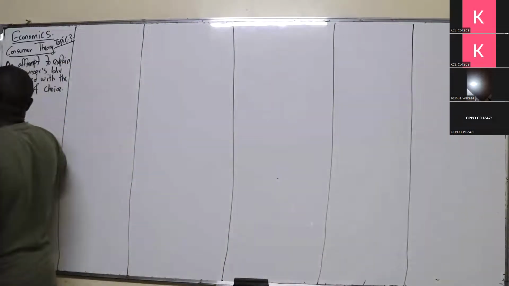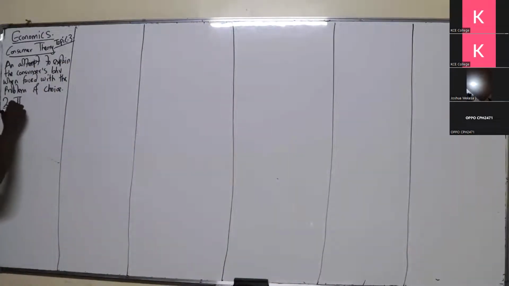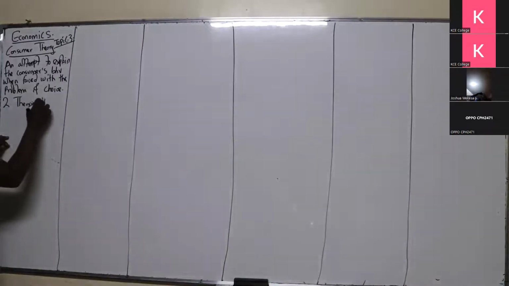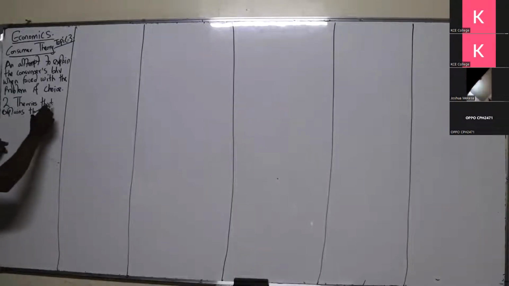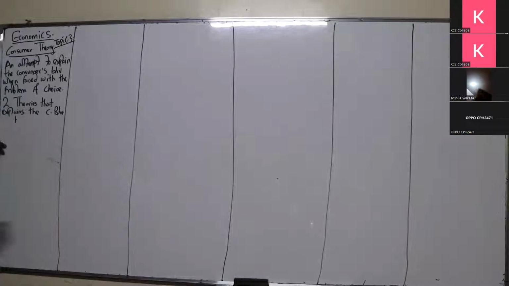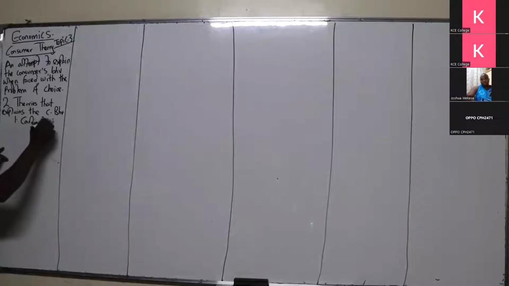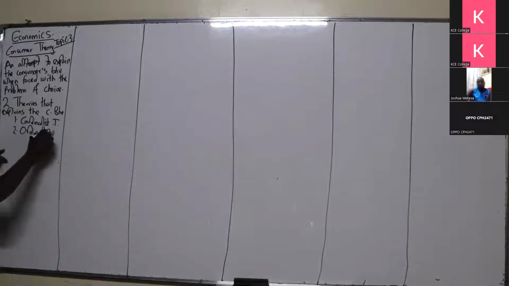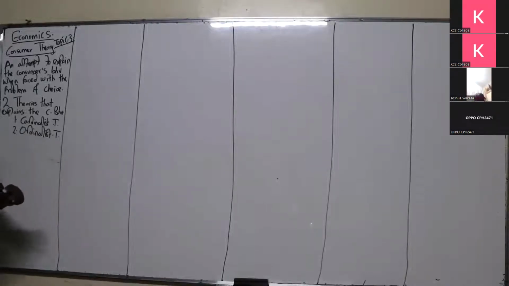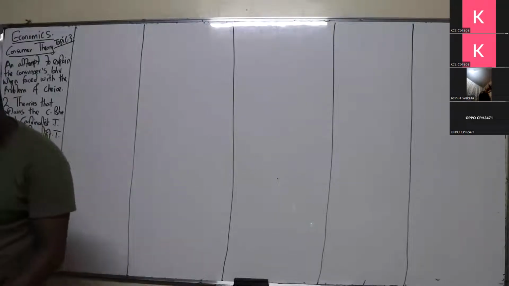And in here, there are 2 theories that explain the consumer's behavior. Number 1, we have the cardinalist theory. Number 2, we have the ordinalist theory. Together, you have the 2: the cardinalist theory as well as the ordinalist theory.